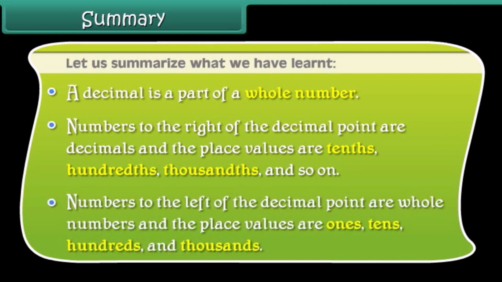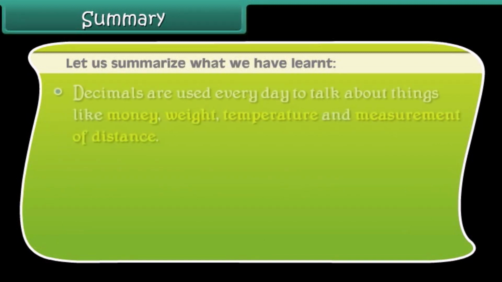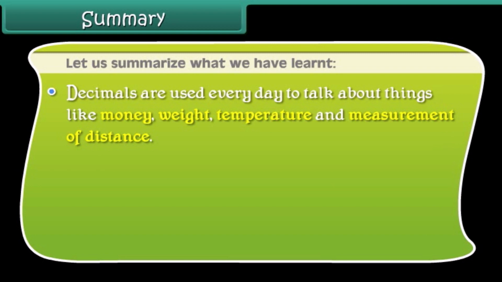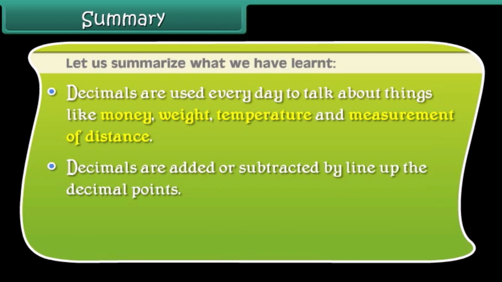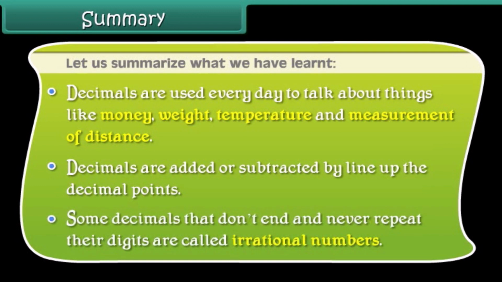Numbers to the left of the decimal point are whole numbers, and the place values are ones, tens, hundreds, and thousands. Decimals are used every day to talk about things like money, weight, temperature, and measurement of distance. Decimals are added or subtracted by lining up the decimal points. Some decimals that don't end and never repeat their digits are called irrational numbers.